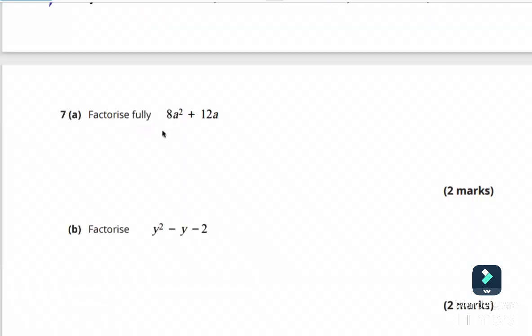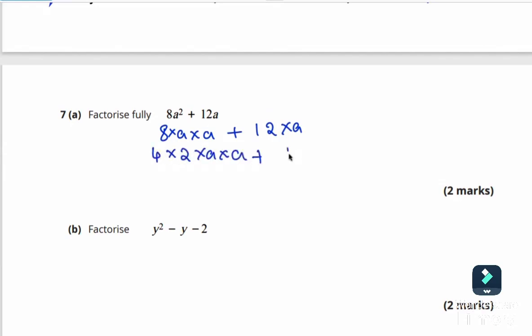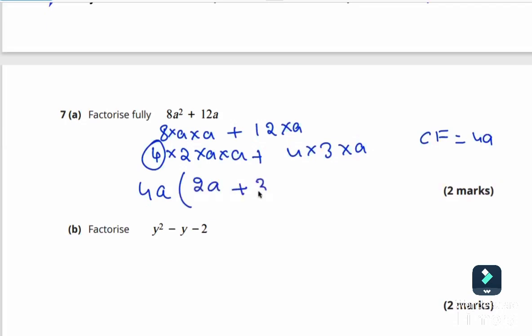Over here, first write it in the factorized form. So 12 and a. So 12 into a. And I don't see any common factors between 8 and 12. So I'll write it in the highest common factor between them. So I can write this as 4 into 2 into a plus 4 into 3 into a. So if you look at this, 4 is the common factor. So my common factor here is going to be 4a. Therefore, take the common factor outside and write all the terms inside. So it is going to be 4a is the common factor, 4a bracket 2a positive 3.